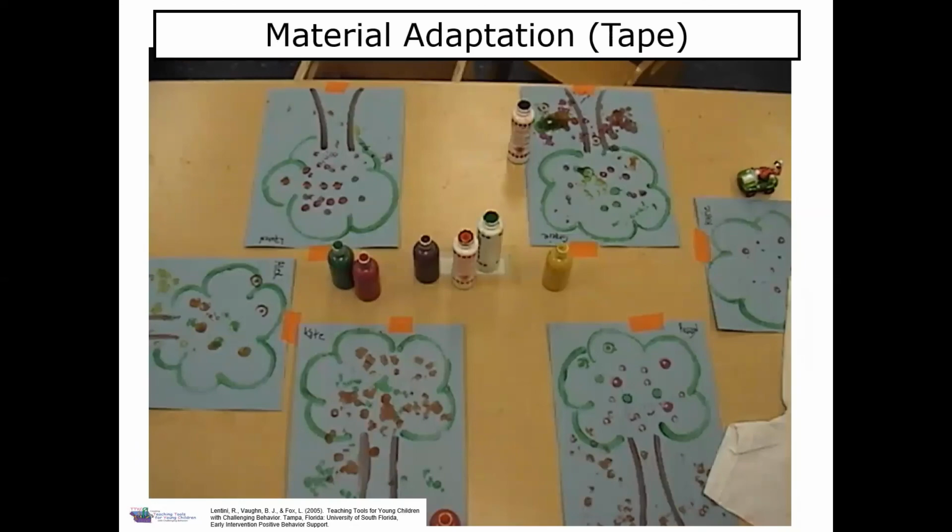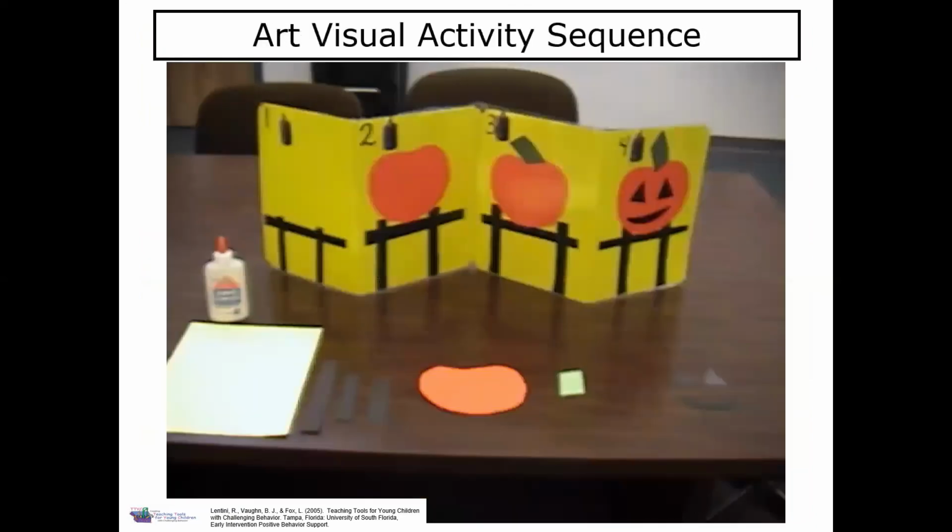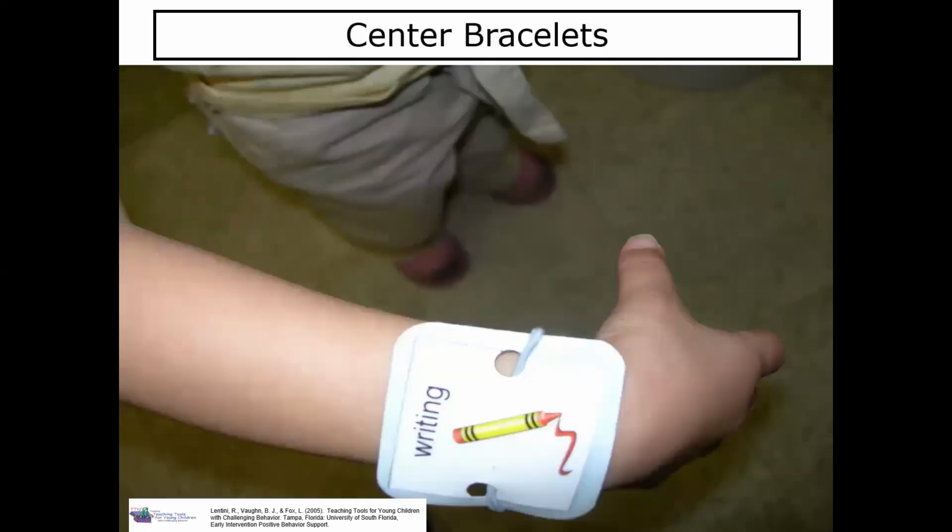Using tape like this and material adaptations to set the child up for success in the classroom. Having an example laid out during art time like this, so step 1, 2, 3, 4, and having the materials laid out can help the child with following along. Having center cues or tools like this.